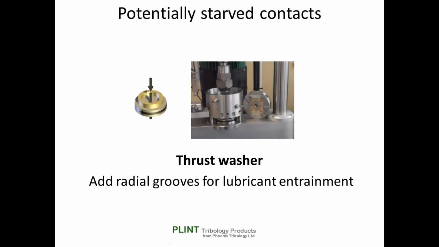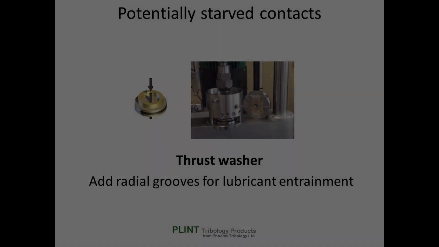The thrust washer geometry is effectively a sliding face seal, in other words, a system designed to prevent lubricant from getting from one side of the contact to the other. For perfectly flat surfaces, lubricant entrainment is impossible. To facilitate lubricant entrainment, radial grooves must be machined in one surface, as in various designs of plane thrust bearing and in the JSO Suzuki test geometry.